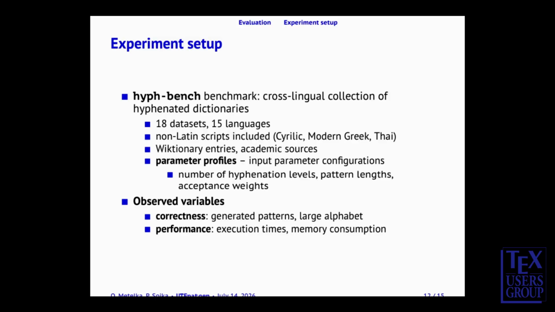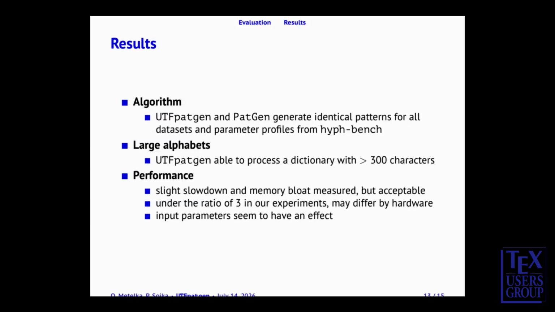The benchmark also comes with multiple parameter profiles. These are configurations of input parameters, such as the number of levels, the pattern length, and the acceptance weight. The variables we observed fall into two categories. The correctness variables check the algorithm outputs against the outputs of PatGen, and the performance variables compare the two programs in terms of execution time and memory consumption. The results were rather satisfying.